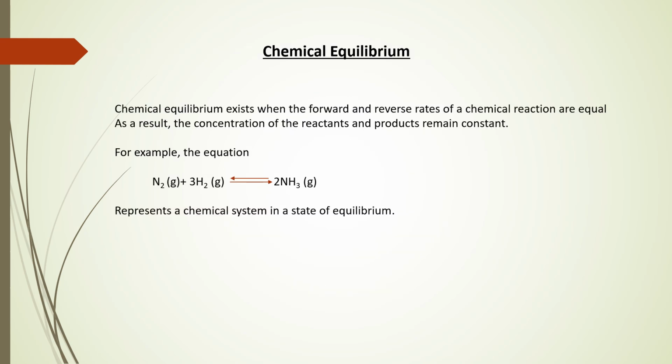Chemical equilibrium. Chemical equilibrium exists when the forward and reverse rates of a chemical reaction are equal. As a result, the concentrations of the reactants and products remain constant. For example, this equation represents a chemical system in a state of equilibrium.